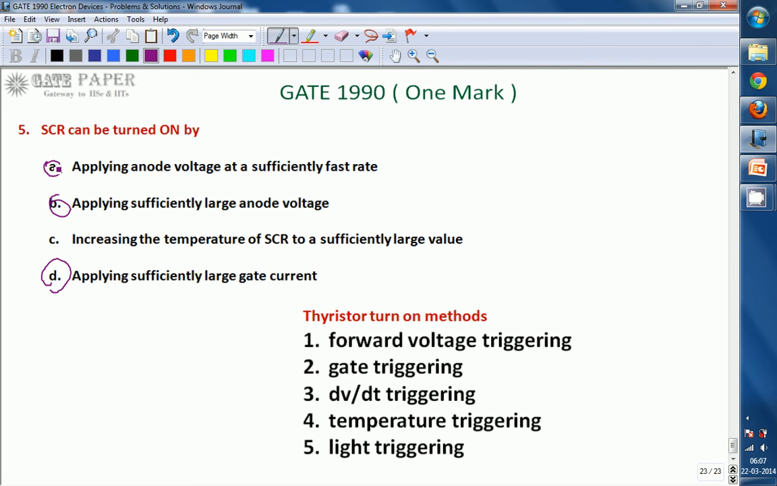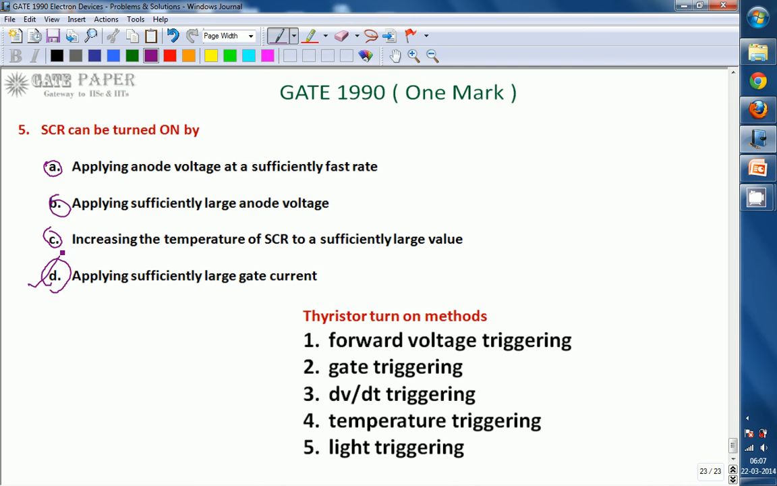Next, increasing the temperature of the SCR to a sufficiently large value. By using this also, the SCR can be turned on. That is nothing but temperature triggering. So all four options are going to be right, but the most common method is D. D is the most common method out of all.